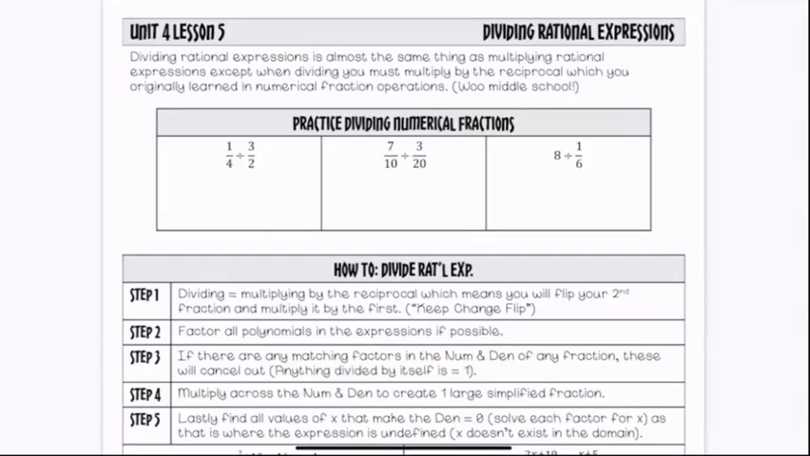Hey everybody, we're going to go over the fifth lesson of Unit 4 today. This is dividing rational expressions. We are going to take 2 days in class to do this, so I'm going to stop at the end of day 1 for this one, and then the next video will be day 2.